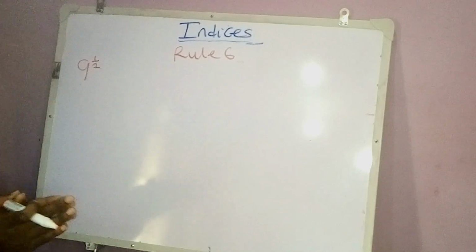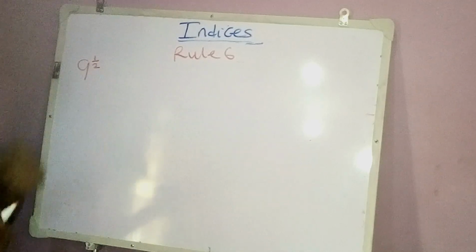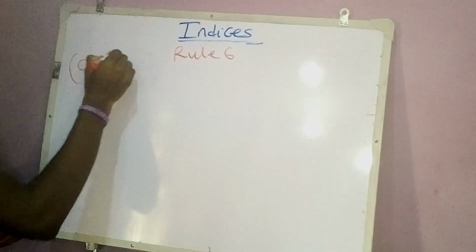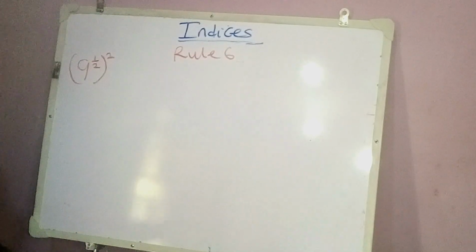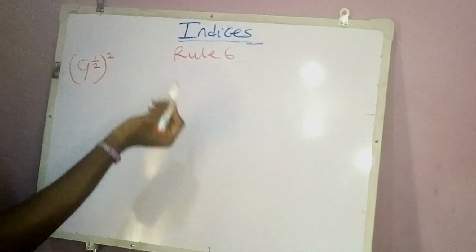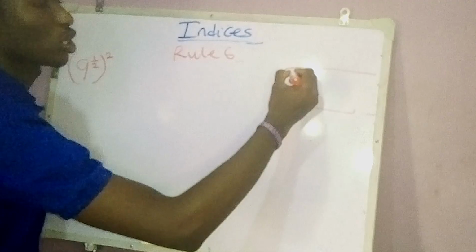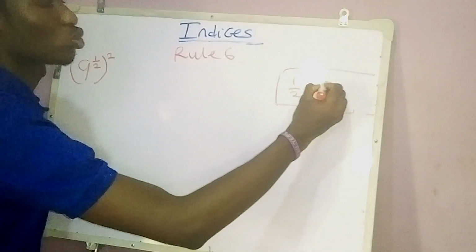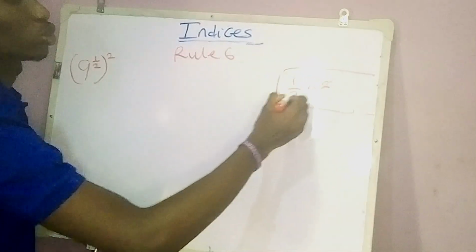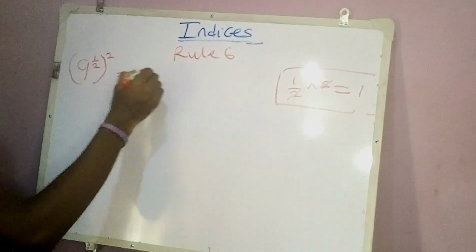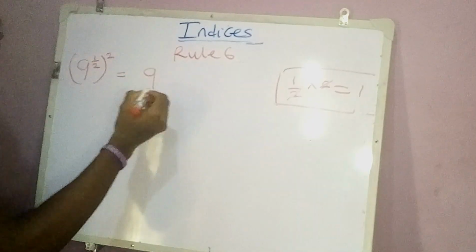From rule number 3, I can do something to try to understand what this rule is all about. I can square it. Now, once I square it, you know from rule number 3, you are meant to multiply the powers. So it's the same thing as me saying 1 all over 2 times 2. Now, this 2 cancels this 2, and this is 1. So this is the same thing as me saying 9 raised to the power of 1.